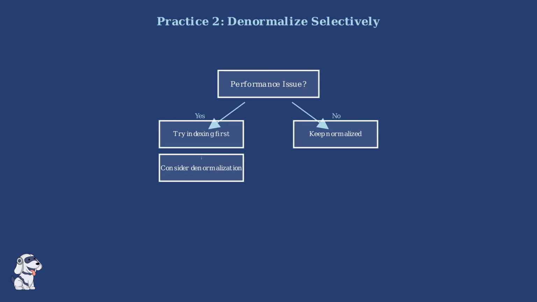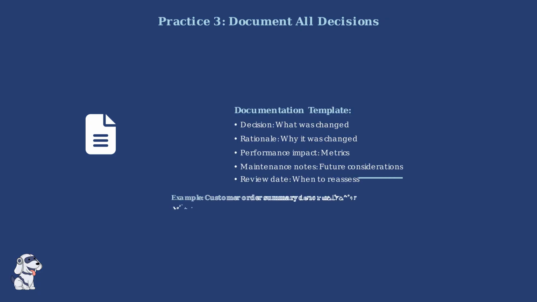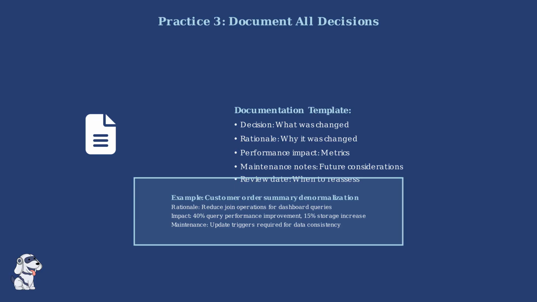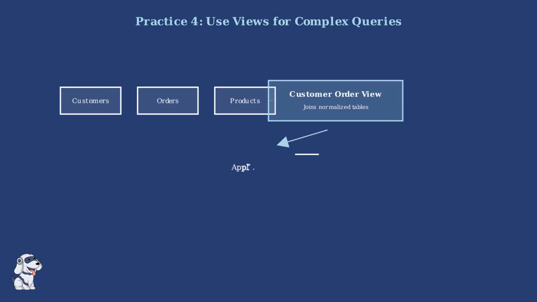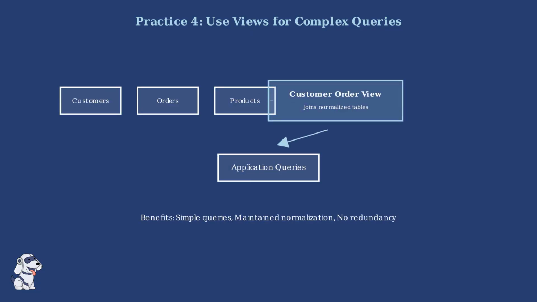Only introduce redundancy when you have concrete performance requirements that cannot be met through other optimization techniques like indexing or query optimization. The third critical practice is to thoroughly document all normalization and denormalization decisions. This documentation should include the rationale, performance metrics, and maintenance implications for future developers and database administrators. The fourth practice involves using database views to simplify complex queries while maintaining normalized structure. Views provide an abstraction layer that can present denormalized data without actually storing redundant information.